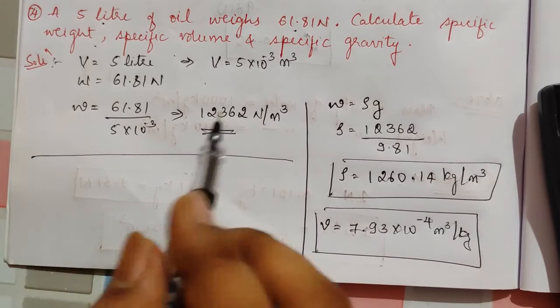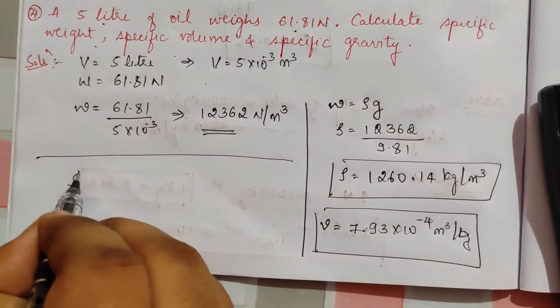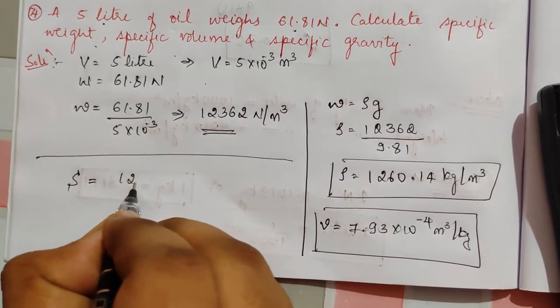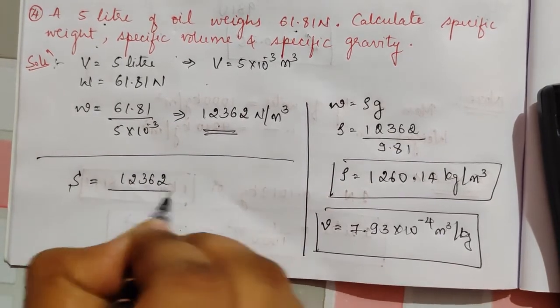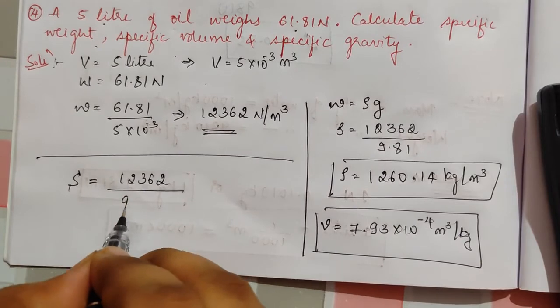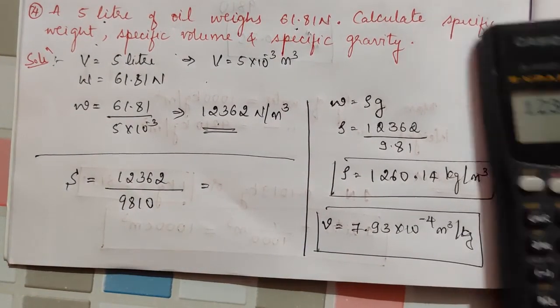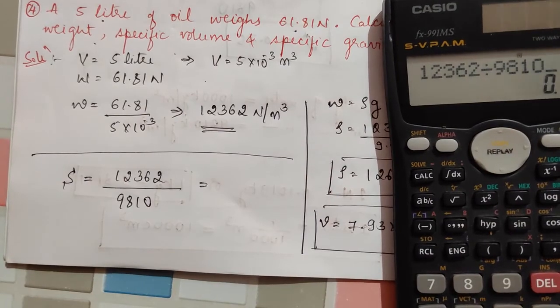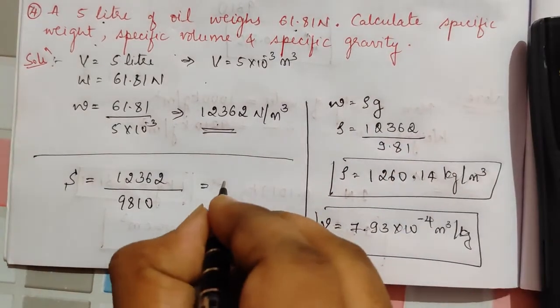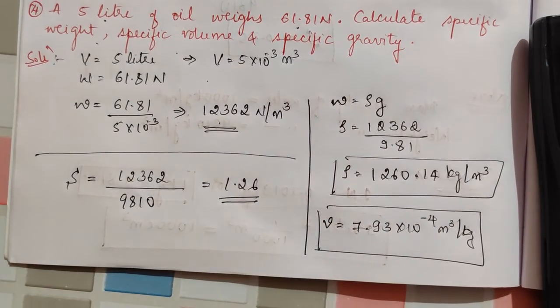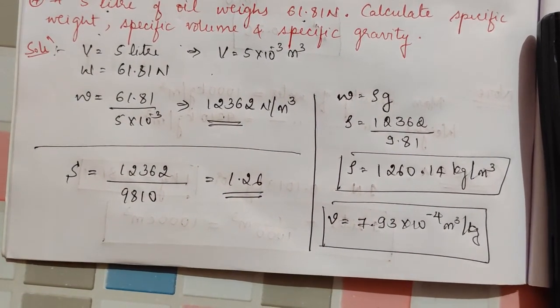Then what? Specific gravity. So we already know weight. What is that? 12362 divided by 9810. 12362 divided by 9810 is 1.26. 1.26 is your specific gravity.